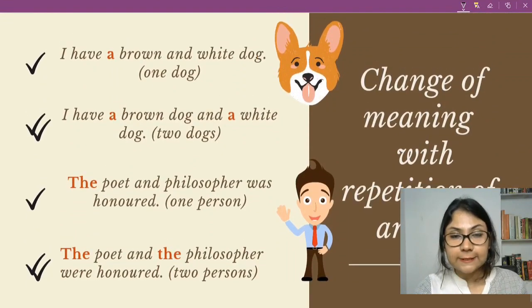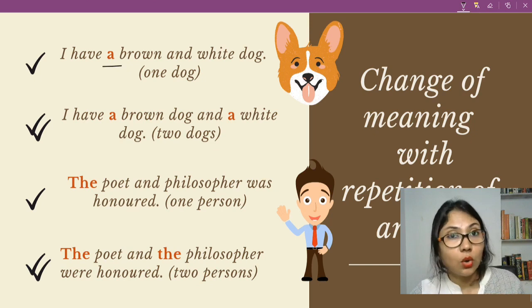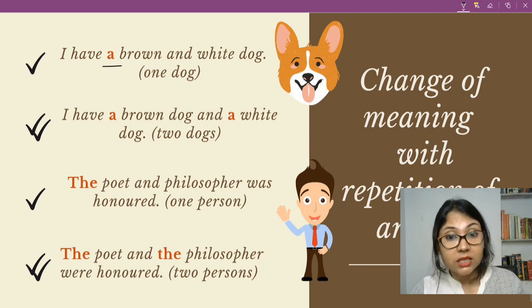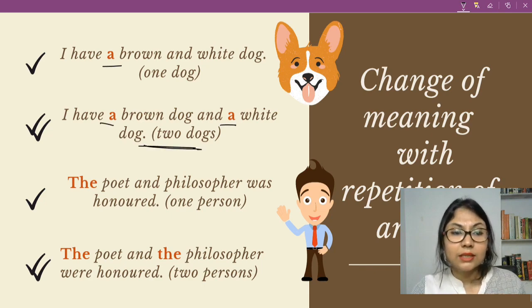Last but not the least, change of meaning with repetition of articles. Look at the first sentence. I have a brown and white dog. When I'm saying a brown and white dog, I'm saying one dog. But when I'm saying I have a brown dog and a white dog, I'm repeating a over here and here, I mean two dogs. Similarly, let's see with the definite article.